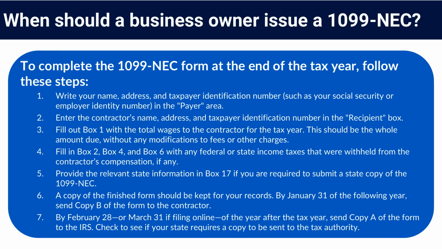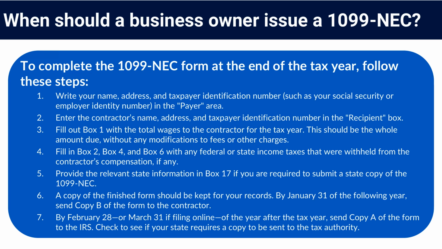For example, if the cleaner that you paid to come once a week was only hired for 2020, you have until January 31st, 2021 to give them the form. Make sure that the contractor completes a Form W-9 when they begin doing work for you. This form gives you the information you need to complete the 1099 NEC, including the recipient's name, address, and taxpayer identification number, like a Social Security number or employment identification number.